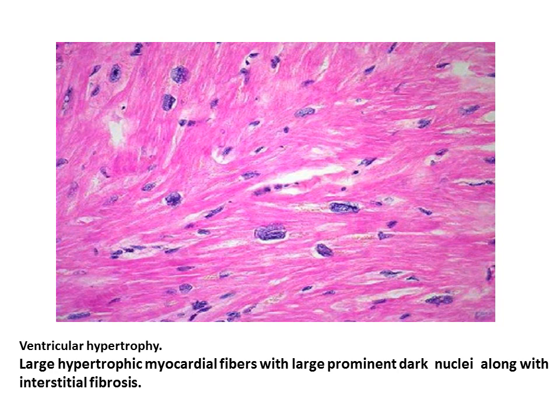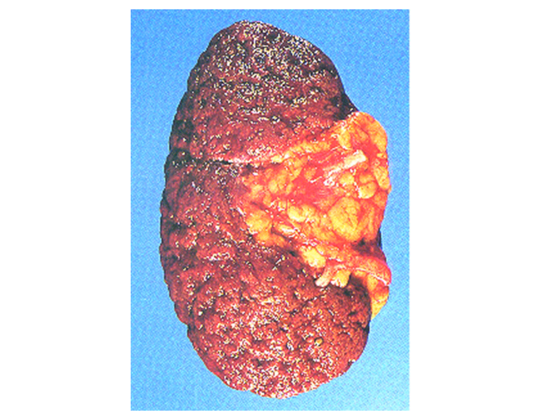In this picture you can see large hypertrophic myocardial fibers with enlargement of nuclei that are dark in color. Small kidneys with granular surface.